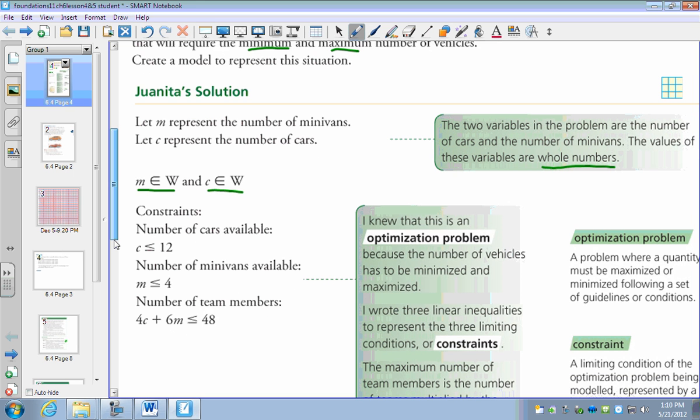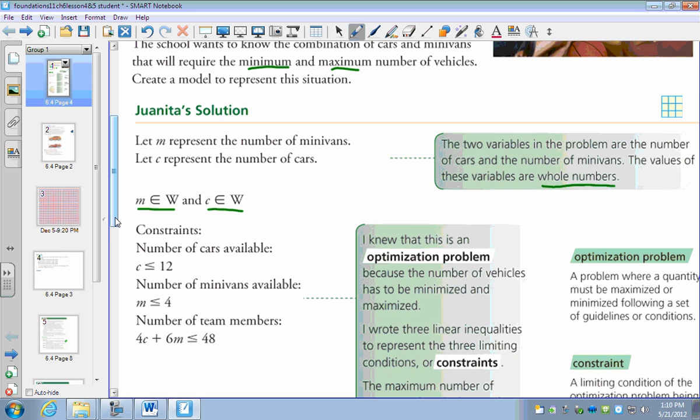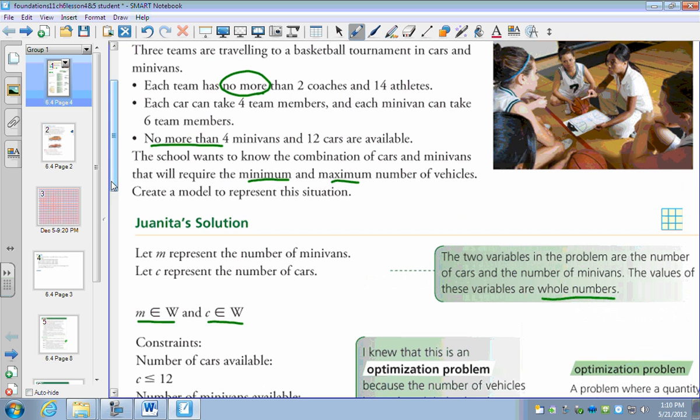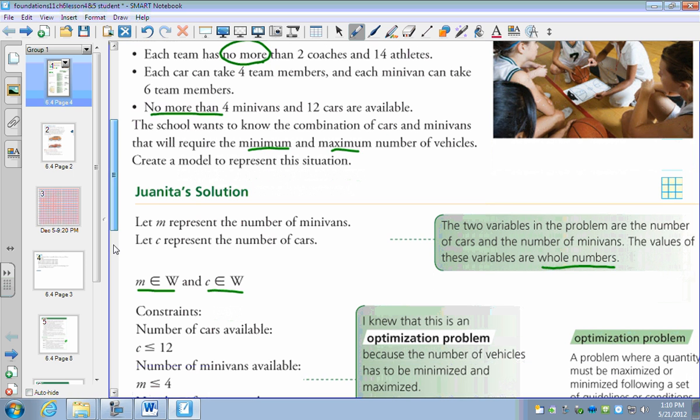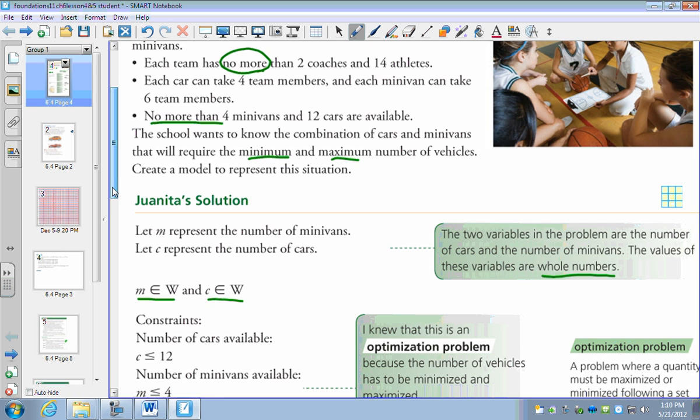Some more constraints. The number of cars available is less than or equal to 12. Minivans is less than or equal to 4. So that's what they said. That was right here. No more than 4 minivans and 12 cars. That was some more restraints. And they said the number of team members, 4C plus 6M, is less than or equal to 48. Where did they get that one? 48.